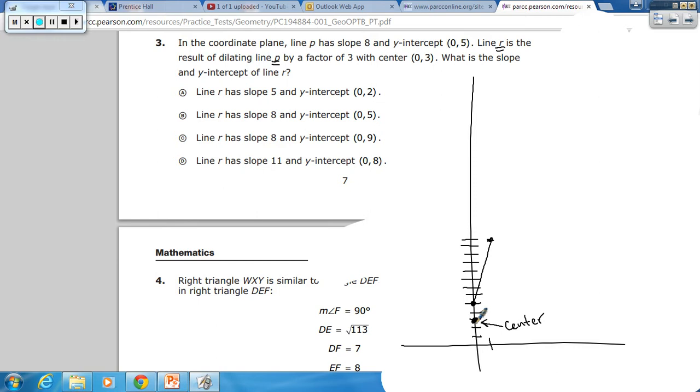So 0,3 is here. Now why is that important to know? It's because if the distance from the center to this initial point is 2, and the factor of dilation for line R is 3 times as much, we're going to take that distance of 2 and multiply it by 3. So I get 2, 4, count again, 2, 4, 6, right there.